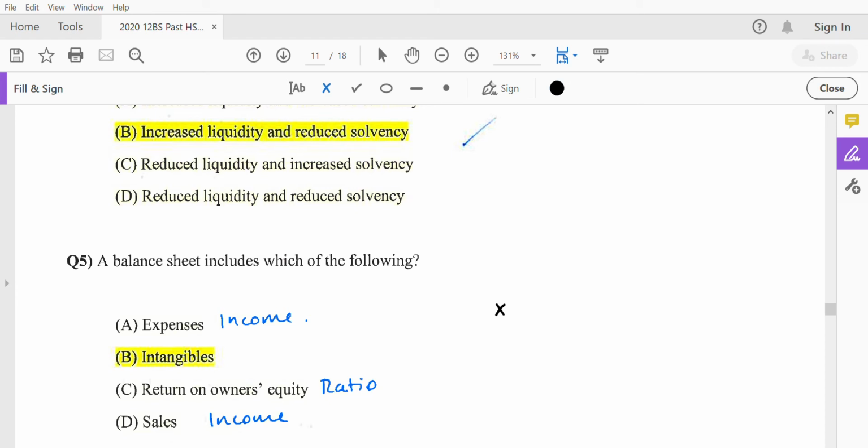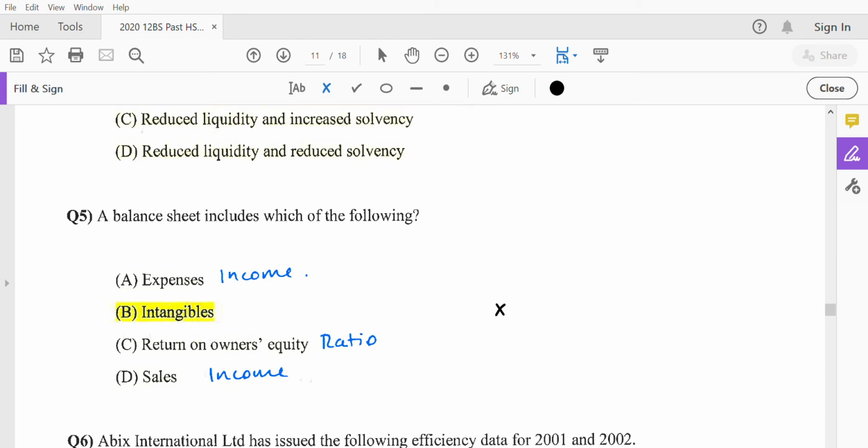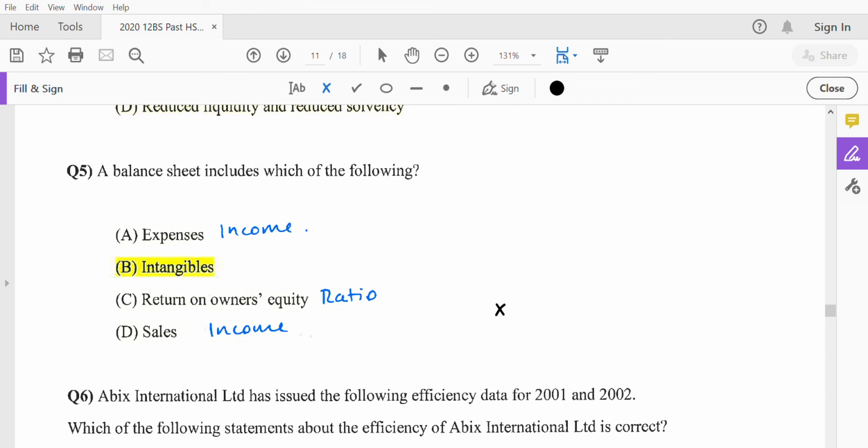Question 5, a balance sheet includes intangibles. It doesn't include the others. One is a ratio.